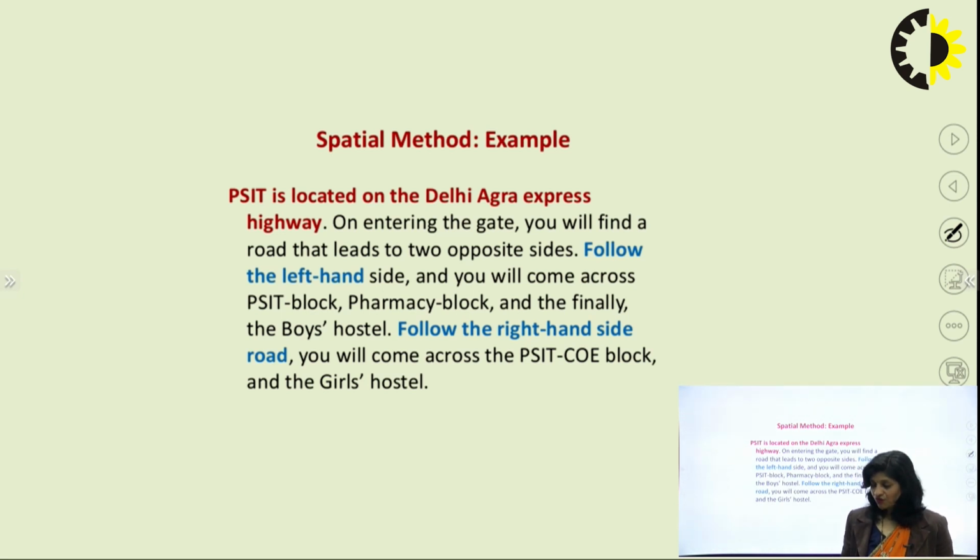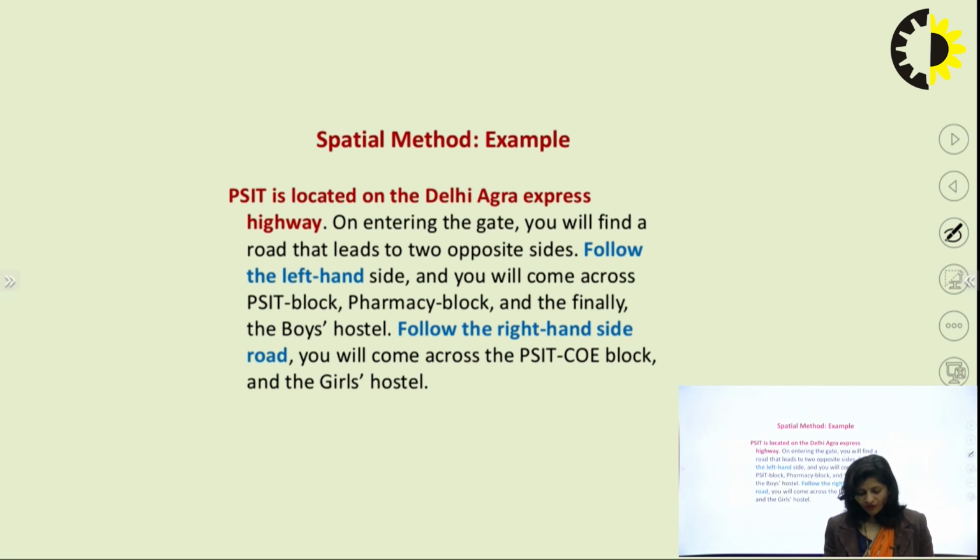So if you want to describe the parts of a machine, you need to organize your paragraph spatially, that is, in order of space or place, according to how the things have been placed in that particular area.